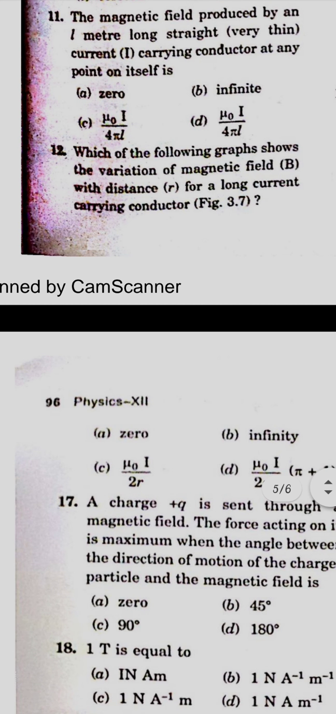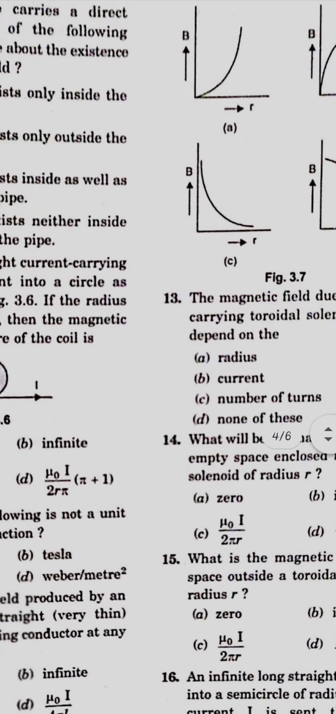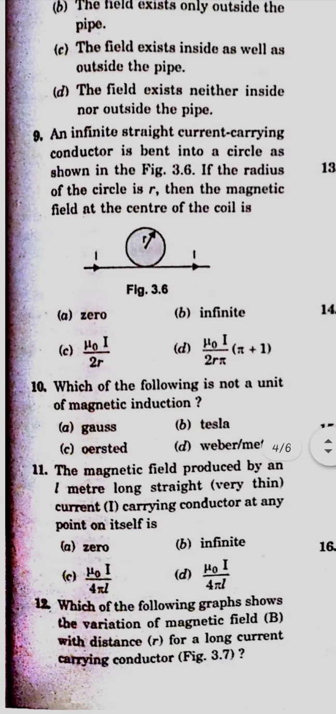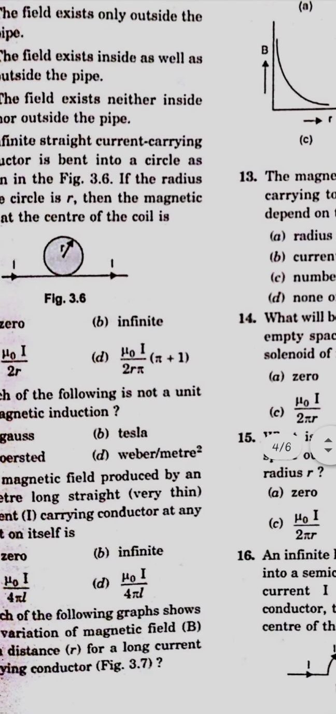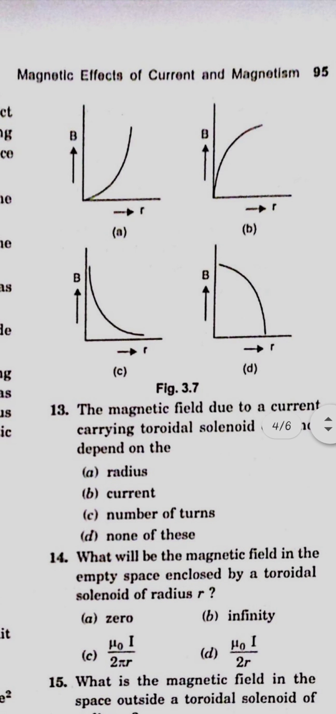Now the next one: which of the following graphs shows the variation of the magnetic field with the distance r for a long current carrying conductor? From here you can see which of these shows the long current carrying conductor, because it is inversely proportional to the distance. So it will be C, the inversely proportional or changing one. The magnetic field changes and depends on the distance.